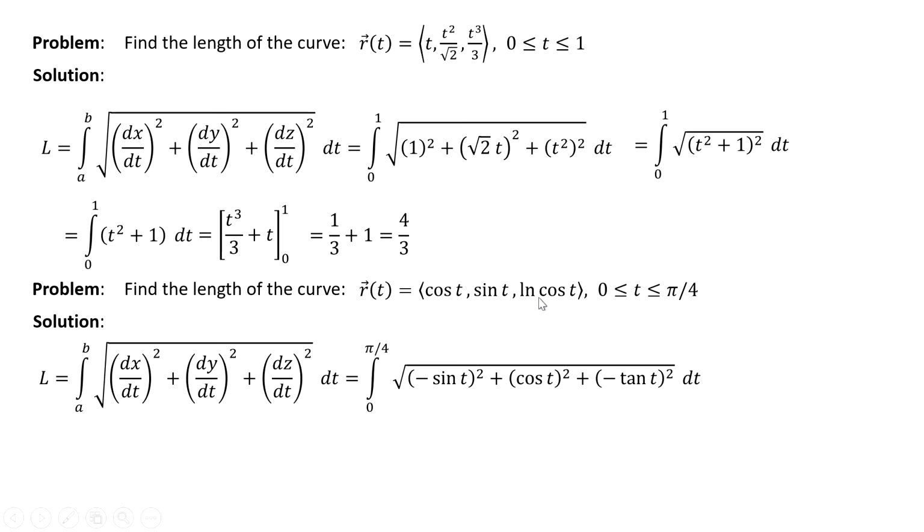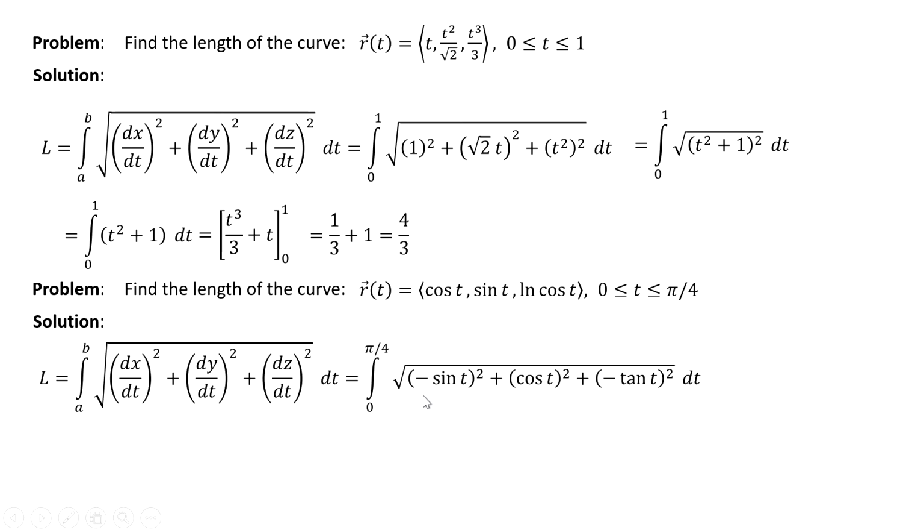How come? Well, natural log of cosine t, isn't the derivative 1 over cosine t times the derivative of cosine t itself, which is negative sine t? So 1 over cosine t times negative sine t makes it negative tangent t. And we square it. And obviously, this whole thing is equal to secant squared t, right?